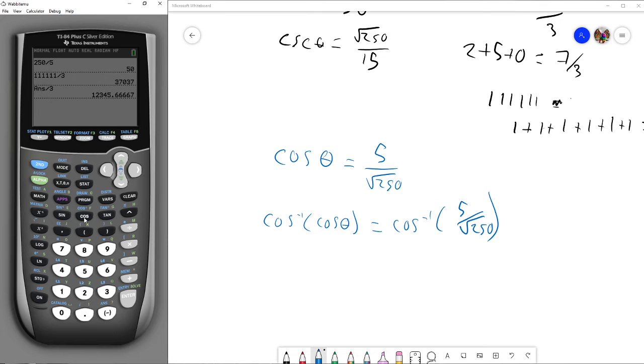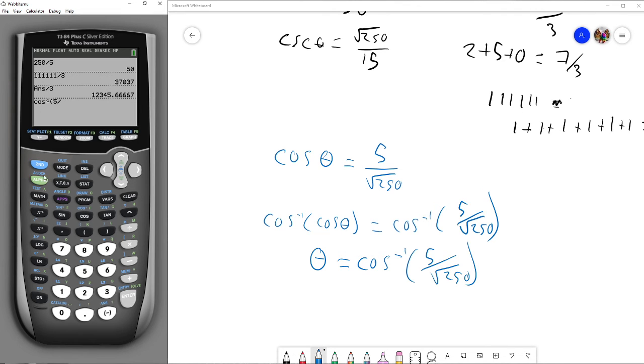And in general, when we do right triangle trig, we want our answers in degrees. So I'm just switching my calculator over to degree mode. Now on the left side, the inverse and the cosine will kill each other off. So theta is going to equal the arc cosine of 5 over root 250. So arc cosine, so I hit second and then cosine, because you see that cosine is right above, which tells you that you have to hit the blue button first.